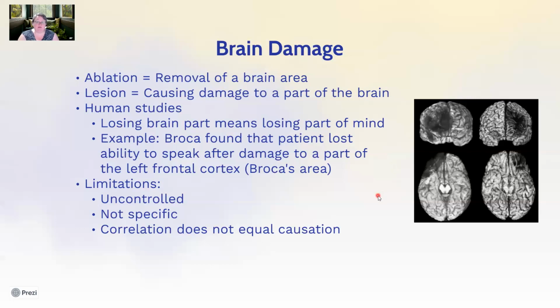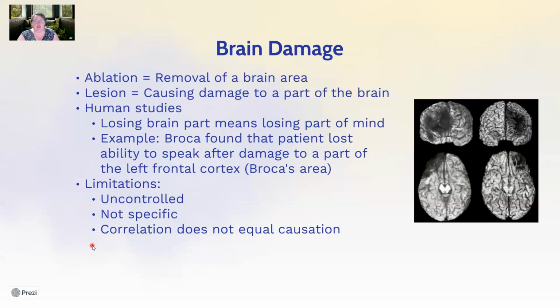One example that the textbook gives is that Broca had a patient that lost their ability to speak after they had damage to a part of their left frontal cortex. And that became known later as, and is known now as, Broca's area.